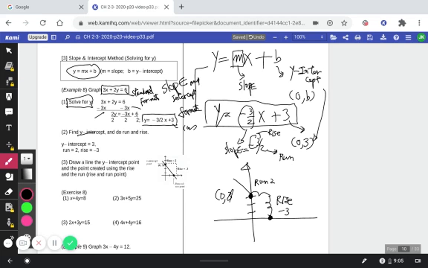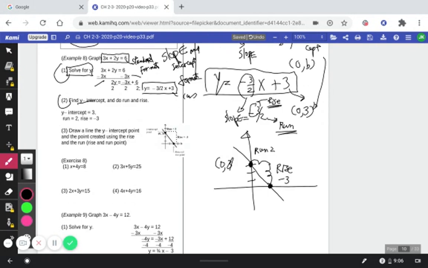And then you just connect these two points, nice and easy. So that's how you do it. So what do you do? You solve for y first, so you have slope-intercept format, and then you start from the y location, the y-intercept, and then you do run and rise. Once you have a slope, run is always the denominator value, and rise is always the numerator value.